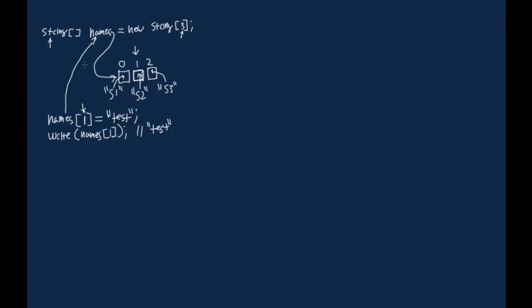And then again, just to point out the types, an array is homogeneous in that everything has to be the same type. You cannot stuff an integer into a string array, because when I do names at 2, this is a string.